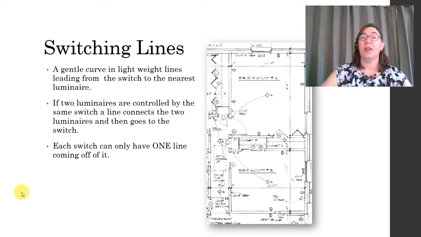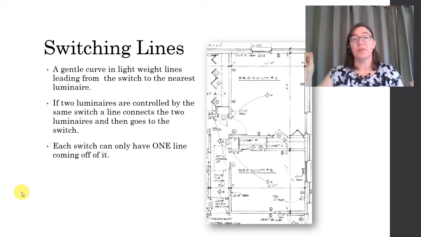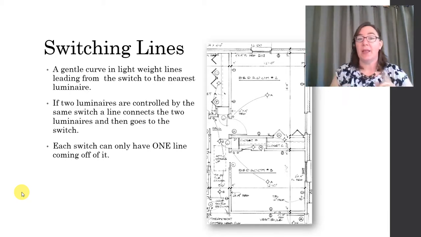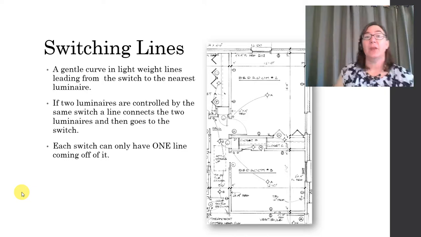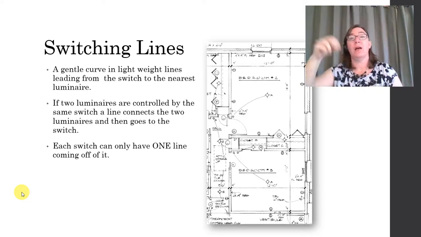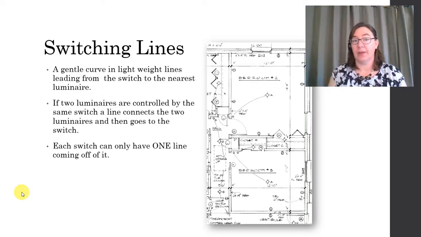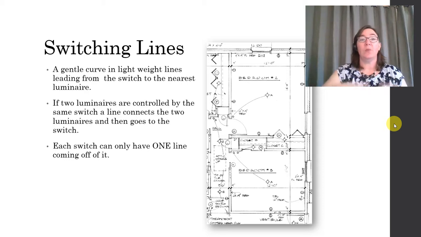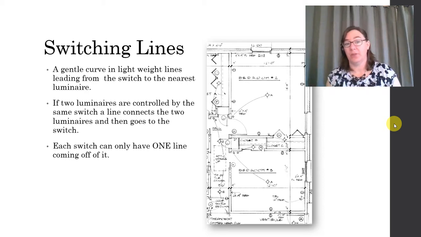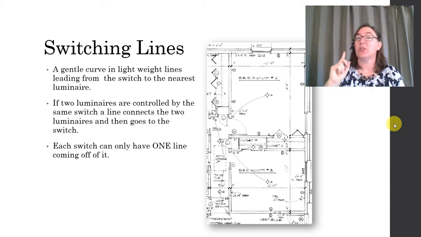So in general, switching lines are going to be a gentle curve using a lightweight line type, leading from the switch to the closest luminaire of those that are connected to it. Let's see an example of that right here. Here's a switch, here's a gentle arc connecting to the luminaire. If two or more luminaires are controlled by the same switch, then a line will connect the luminaires and the switch. Each switch only has one line coming off of it.